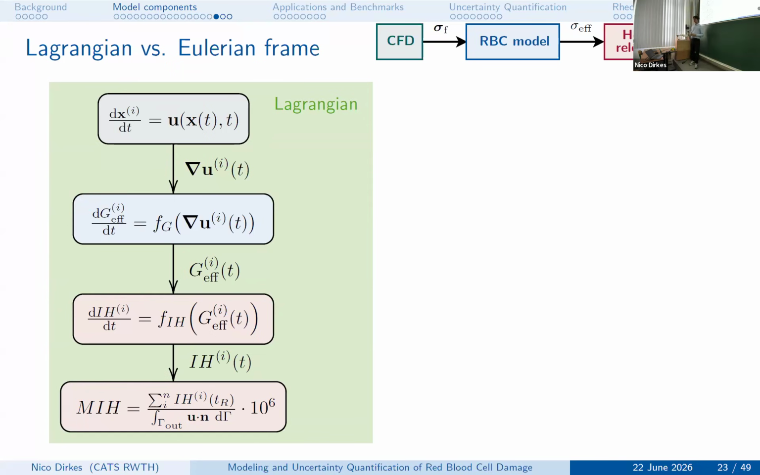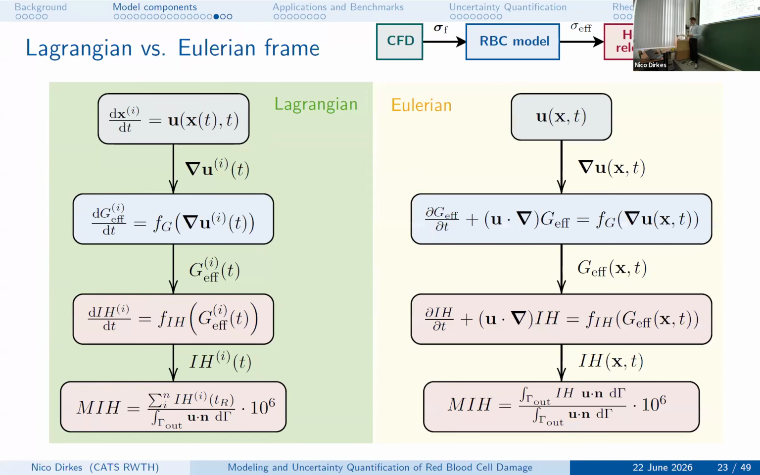What we tend to do instead is use a so-called Eulerian approach. So we simply use the velocity field from some CFD simulation, and then all of these equations are not ODEs anymore, but they become PDEs. They become advection equations, essentially. So we now don't want to determine these values for each single cell, but we want to determine them in each computational mesh element. And then this represents sort of an average over all the cells that flow through this element.